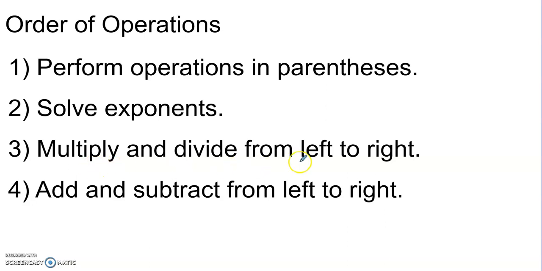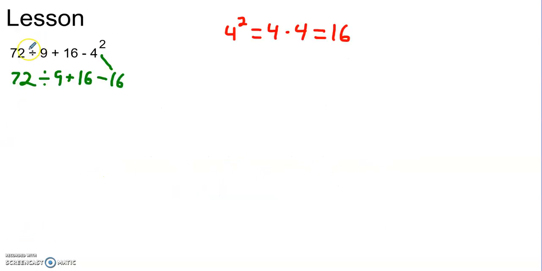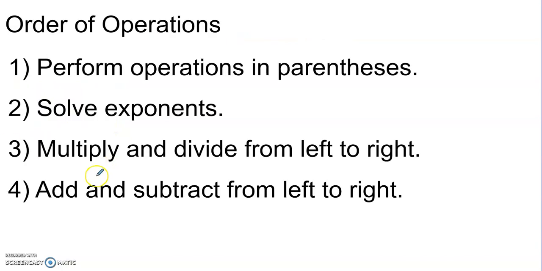Step 3 said to multiply and divide from left to right. So I go here and I go, all right, I have 72 divided by 9. That is the first operation and it's division, so I need to do that first. 72 divided by 9 is 8. And then I copy the rest of the expression, 8 plus 16 minus 16. I recheck to make sure that I have no more division or multiplication, in which case I don't, so I can go on to my last step, add and subtract from left to right.